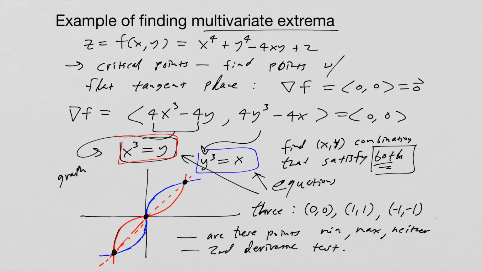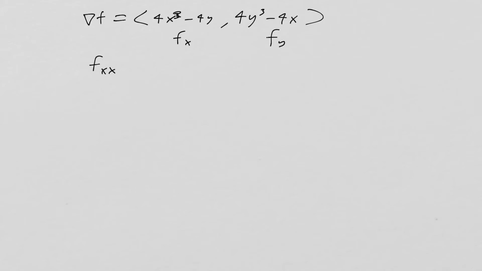All right, to do that, let's go to a new page. We have the gradient equal to 4x cubed minus 4y plus 4y cubed minus 4x, right? And that is fx there, and that is fy. Now we need to compute fxx, which is going to be 12x squared, fyy, which is going to be 12y squared, and fxy, which we can compute from either one of these, which is going to be negative 4.